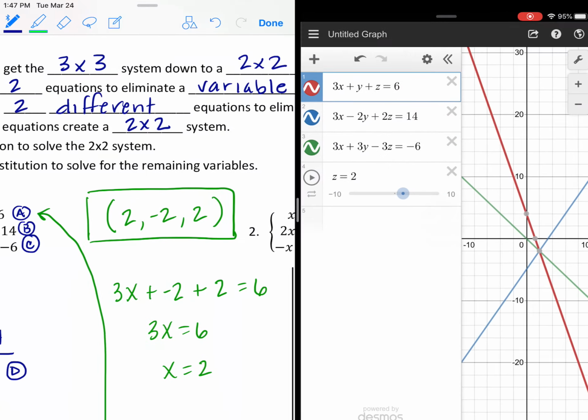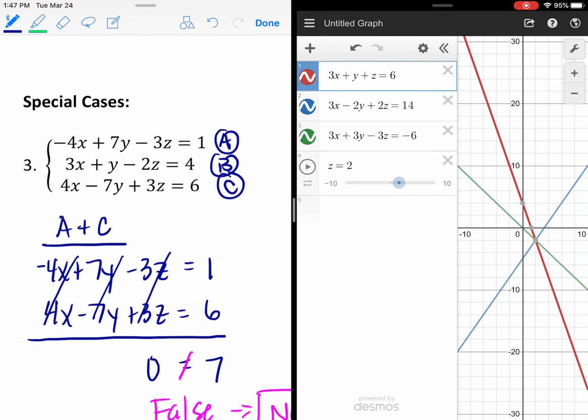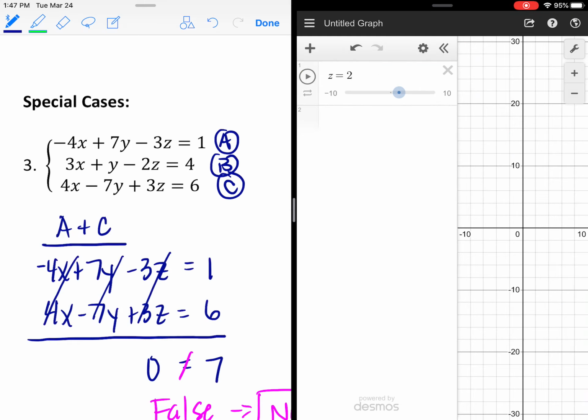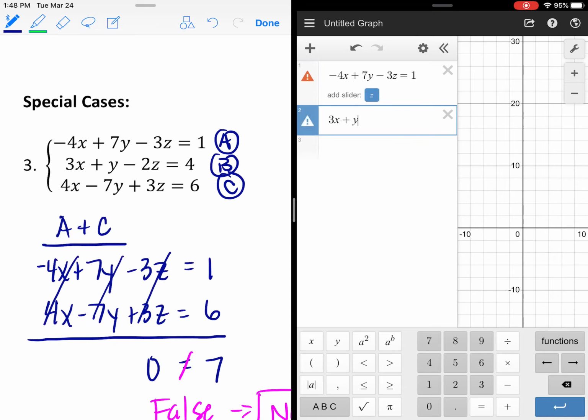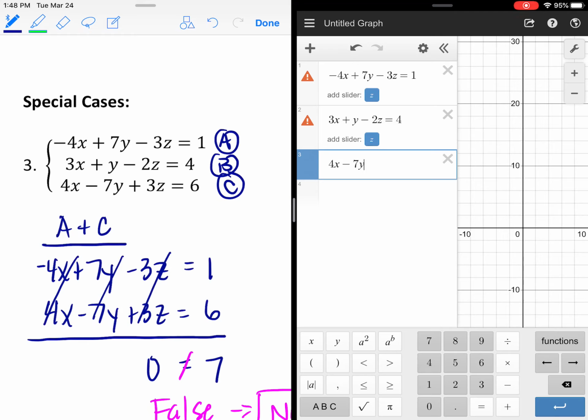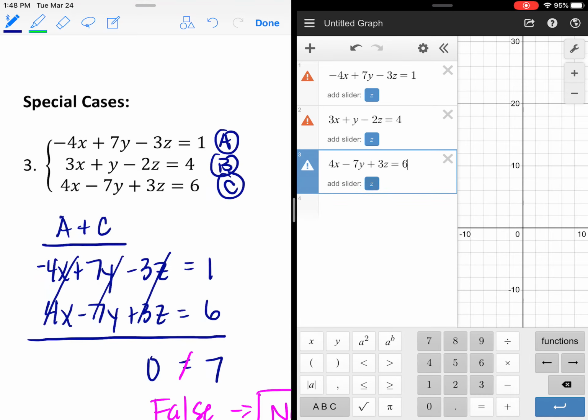Now just so you can see with our special cases, let me put this away for a second. Okay, so here, the special cases, they still work the same way. I just want to make sure you can see it. So we had -4x plus 7y minus 3z equal to 1. Put in 3x plus y minus 2z equal to 4, and 4x minus 7y plus 3z equals 6.